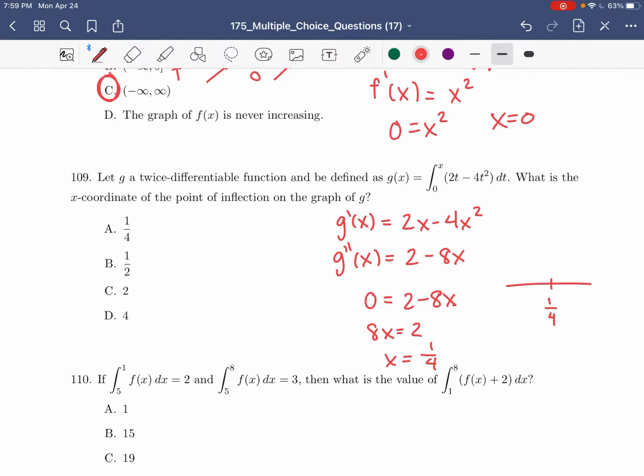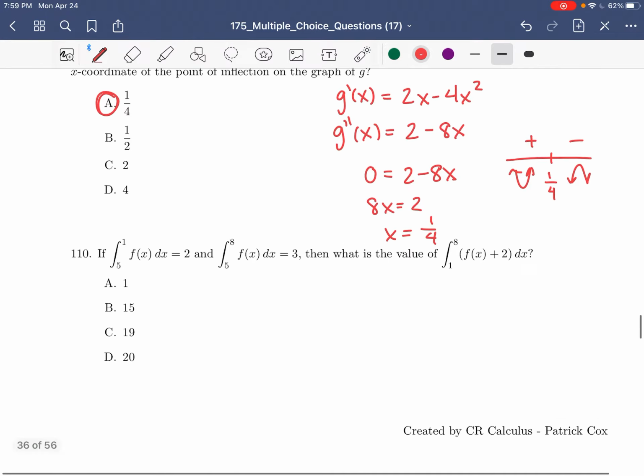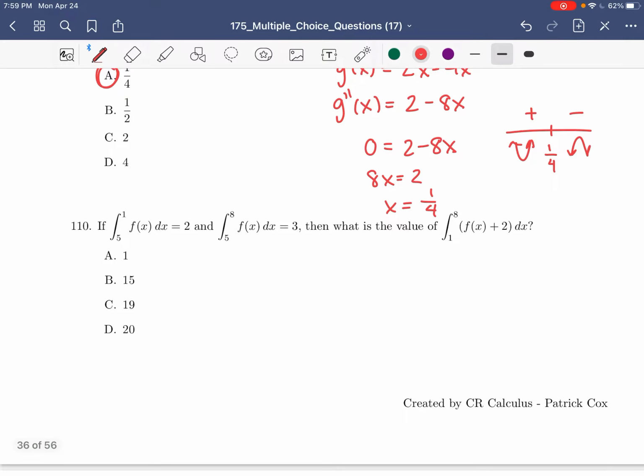Now we need to make sure that's a point of inflection. So we're going to plug in a value to the left. So let's say I plug in 0. I should end up with a positive number. And if I plugged in 1, I should end up with a negative number. So it will be changing from concave up to concave down. So 1/4 will be our answer, or A.